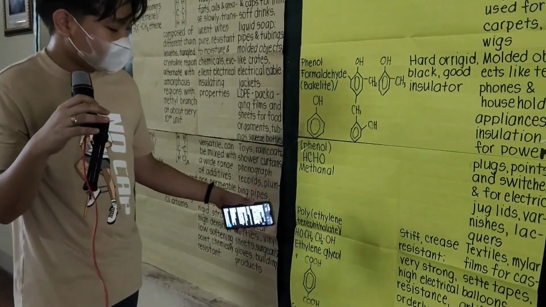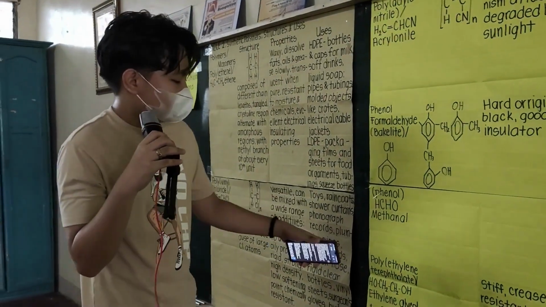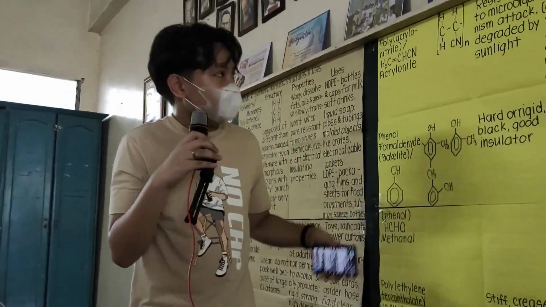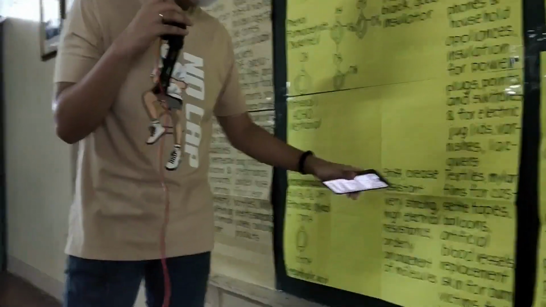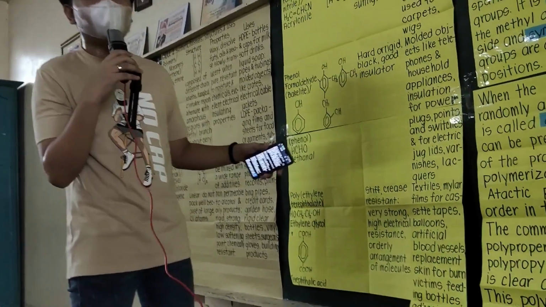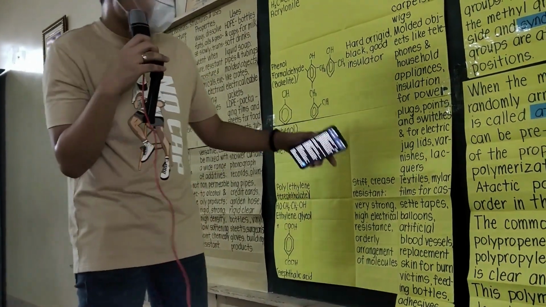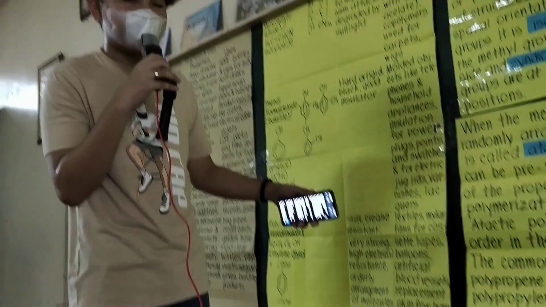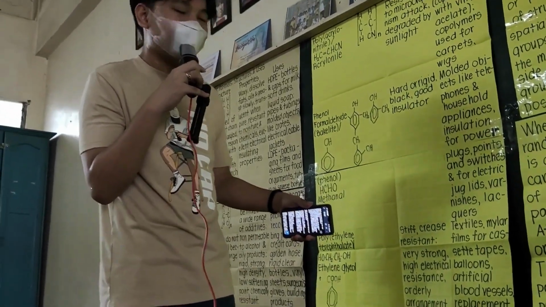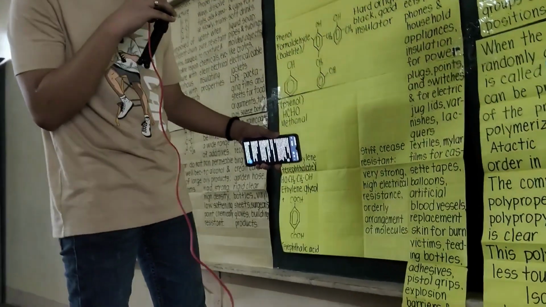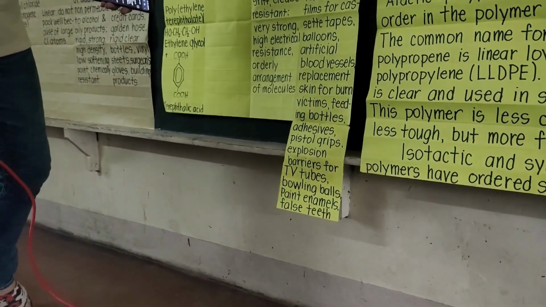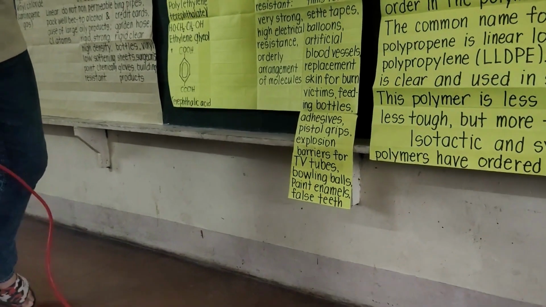Here we have our last polymer that we are going to talk about, which is polyethylene terephthalate. Here we can see its structure. It is stiff, grease resistant, very strong, highly electrically resistant, with an orderly arrangement of molecules. Its uses are for textiles, Mylar films, cassette tapes, balloons, artificial blood vessels, replacement skin for burn victims, feeding bottles, adhesive pistol grips, explosion barriers for TV tubes, bowling balls, paint, enamels, and false teeth.